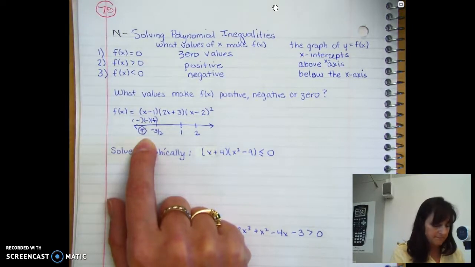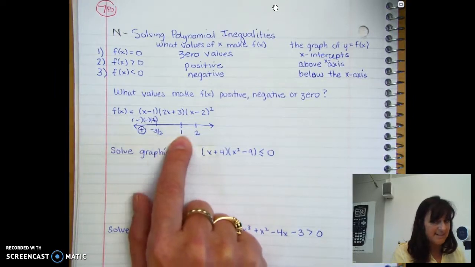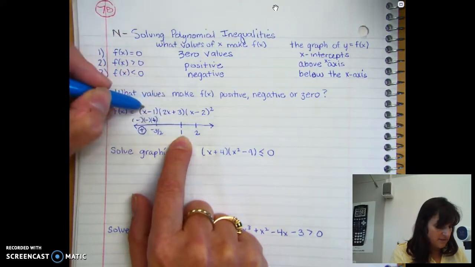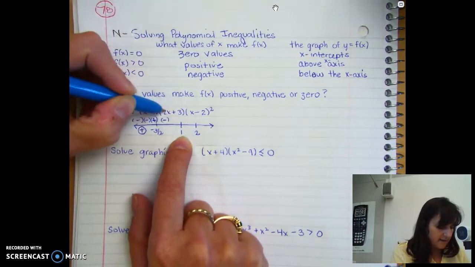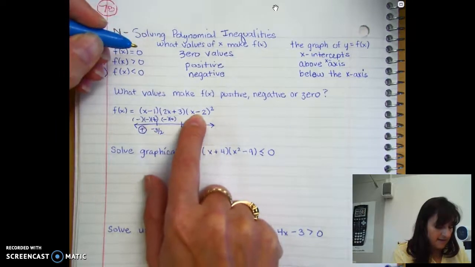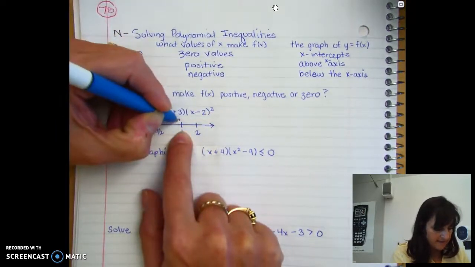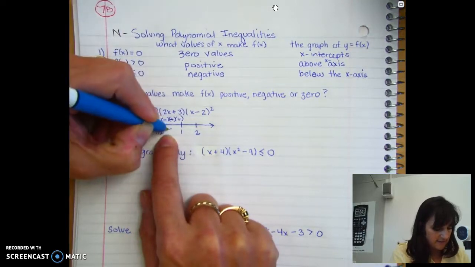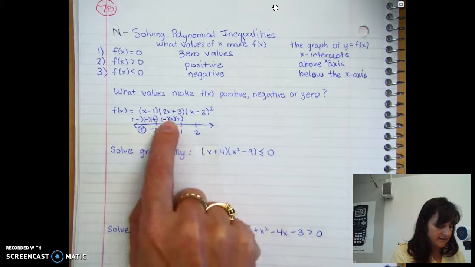If I select a number in between negative 3/2 and 1, the easiest choice is going to be 0, and substitute 0 into each of these expressions, I'm going to get negative 1, which is negative. I'll get 3, which is positive, and I'll get negative 2, but I'm going to square it, so that's going to come out to be positive. So I can see here that this polynomial is going to overall be negative, because a negative times a positive is negative.